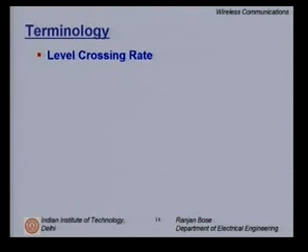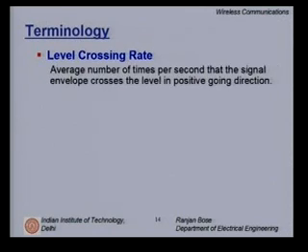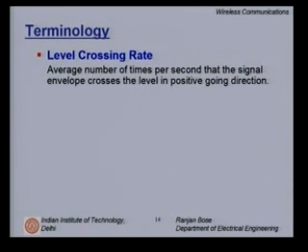Let us look at certain terminologies that I use. These terminologies are in the context of fading. First is level crossing rate. Level crossing rate is defined as the average number of times per second the signal envelope crosses a level in the positive going direction. So I have defined a level, it could be my threshold level, and I have defined level crossing rate with respect to my predefined level.